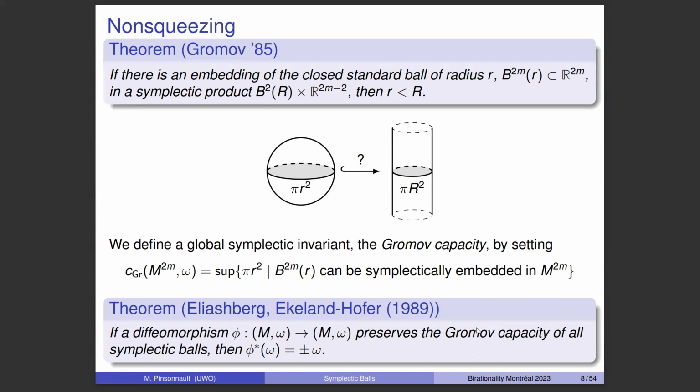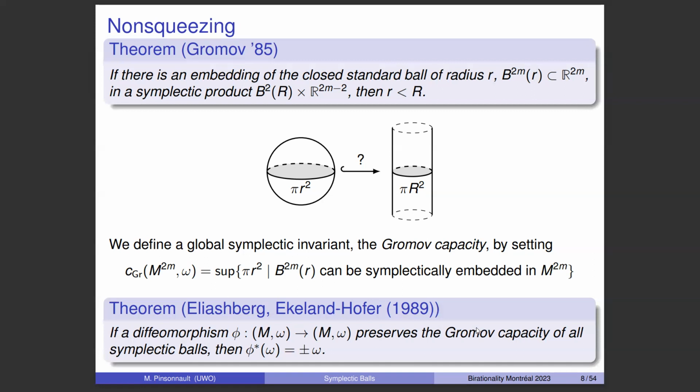Now the non-squeezing, you all know the non-squeezing theorem of Gromov back in '85. If you try to squish a big symplectic ball into a thin symplectic cylinder, and you look at the area of the two-dimensional cross section, this is only possible if the section of the ball has an area that is not bigger than the area of the section of the cylinder. So this is the non-squeezing theorem.